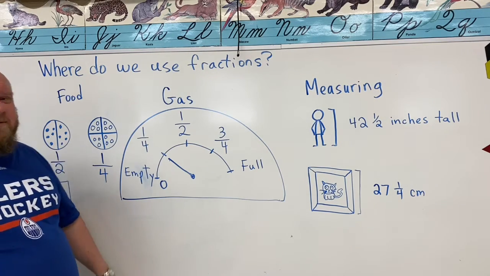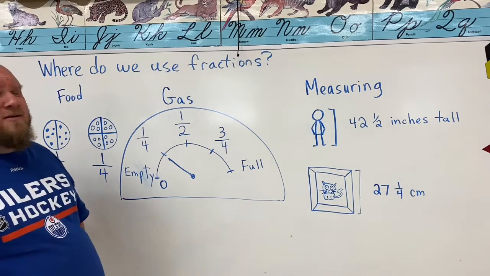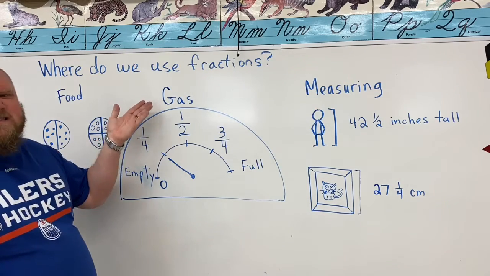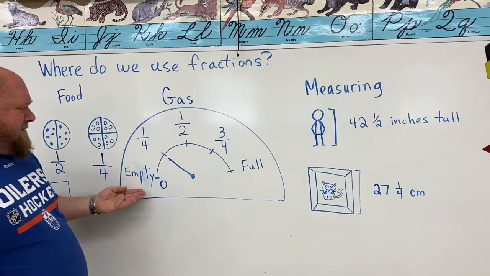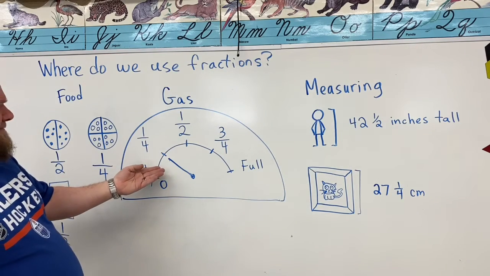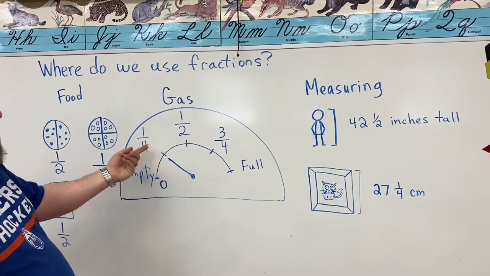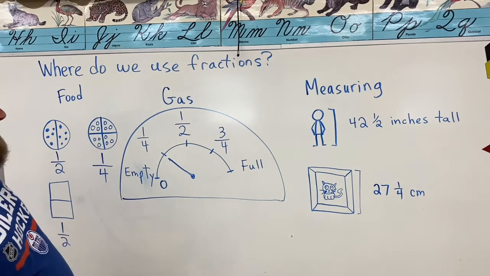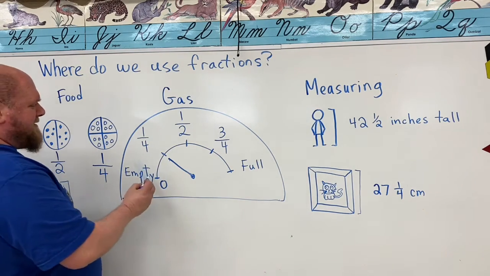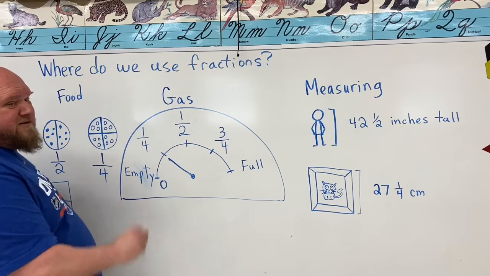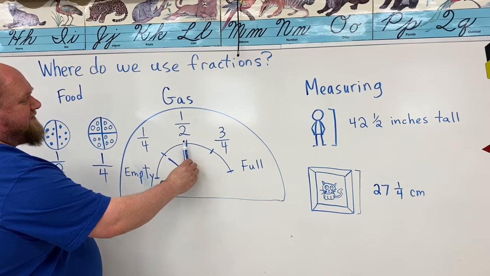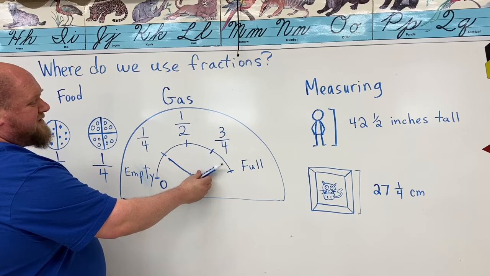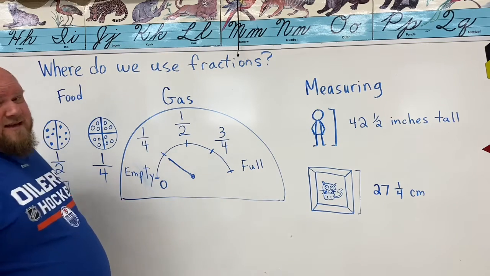Another place that we use fractions every time we go on a trip. We've got to pay attention to our gas in our vehicle, right? This person is at a 1/4 tank. So they better start thinking about filling up. So here's empty, or 0 amount of gas. Then we've got a 1/4 tank, a half tank, 3/4 of a tank, and then a full tank.